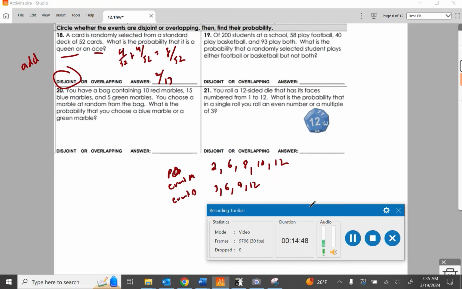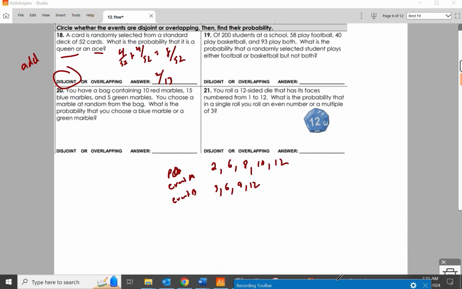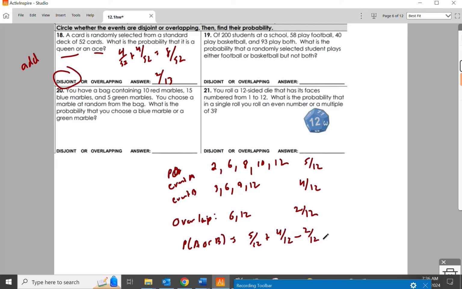Now the reason I write these things down is so I can find the overlap. There is overlap. There's no doubt about it. The overlap is going to be the 6 and the 12. So we're going to go through and count things. Here we have 5 of 12 things. Here we have 4 of 12 things. And the overlap is 2 of 12 things. So the probability of A or B is going to be 5 twelfths plus 4 twelfths minus the overlap of 2 twelfths. And that's going to give us 7 twelfths.